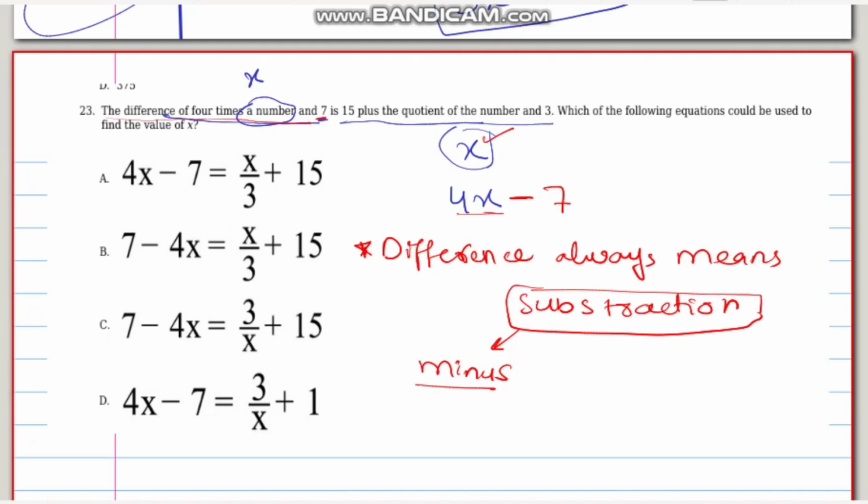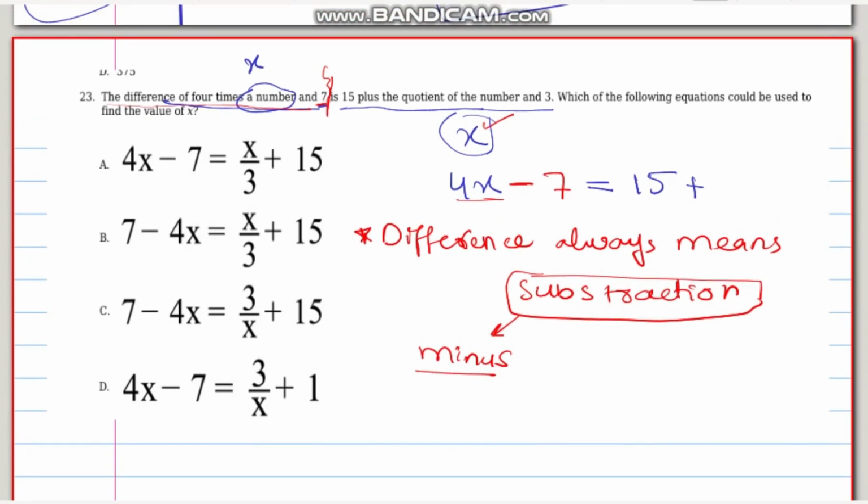Now move to the other section of the question. We have done the question through this part, and now please read the other part and just build the equation. It is 15 plus the quotient of the number and 3. Just write the equal sign, and just write 15 plus the quotient of the number. We don't know about the quotient of the number. What is the quotient of the number basically?